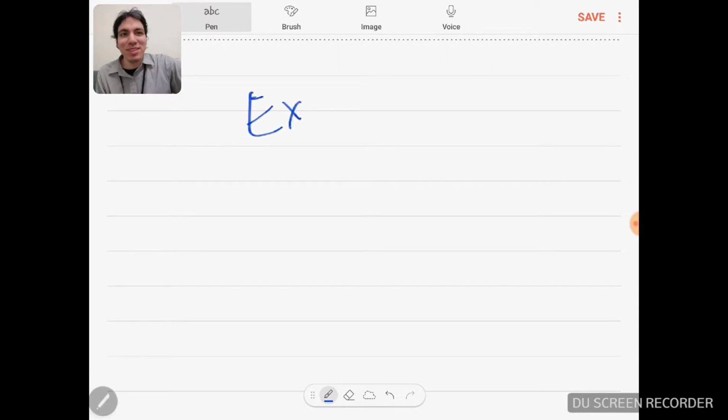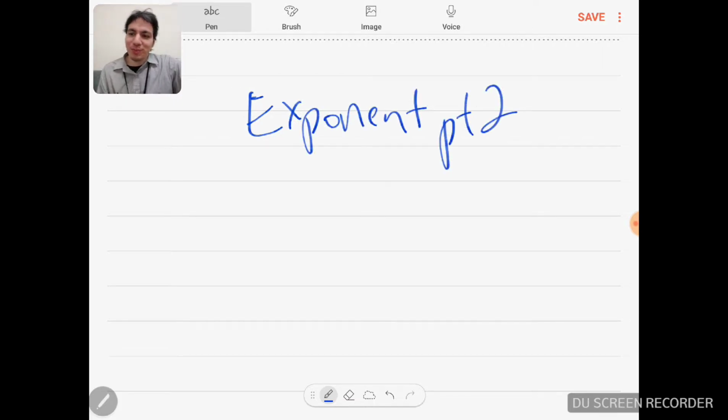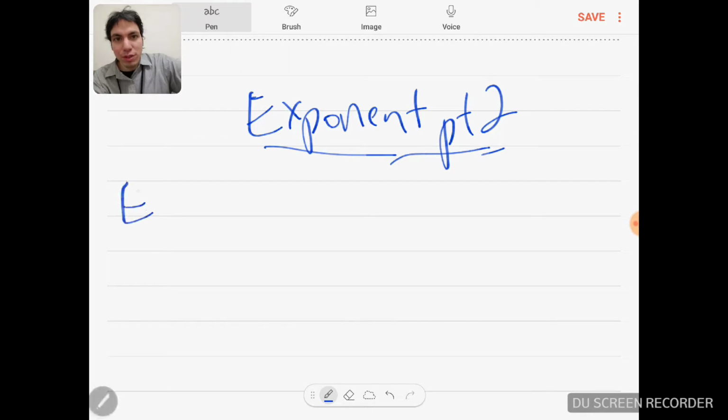So, exponents, part 2. Alright, so what is this part? We've covered where we have the same base and different exponents, we would add them. Now, let's do this example first. Let's start off this topic with an example.